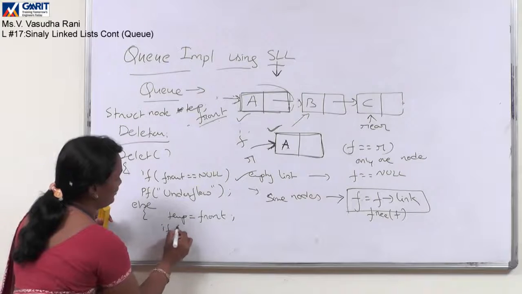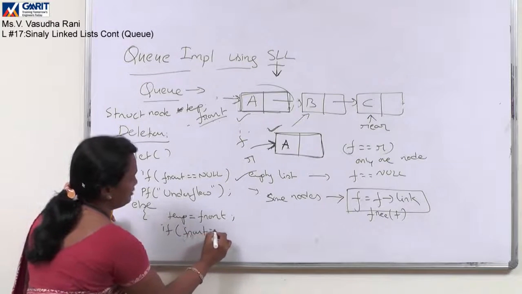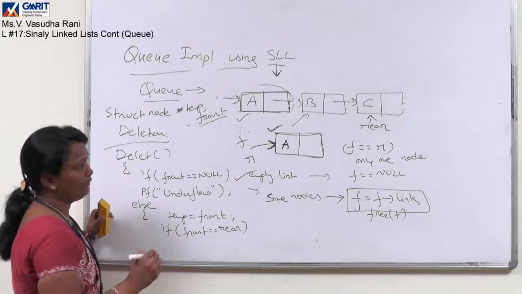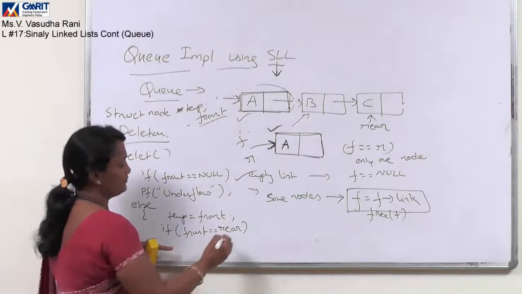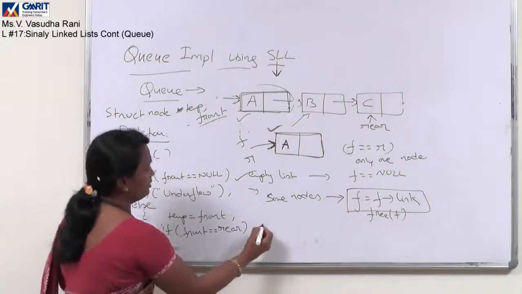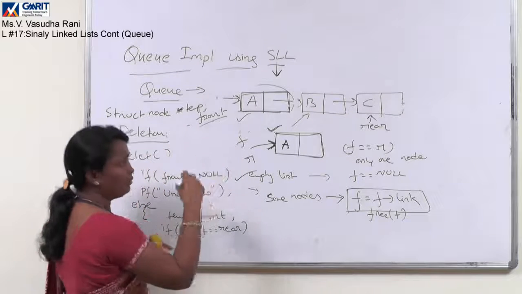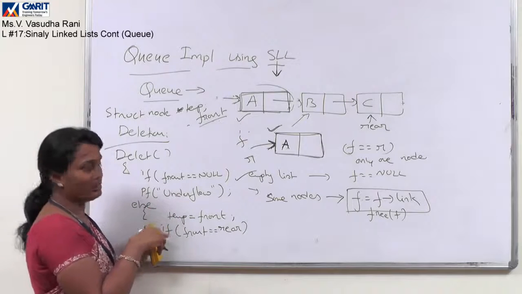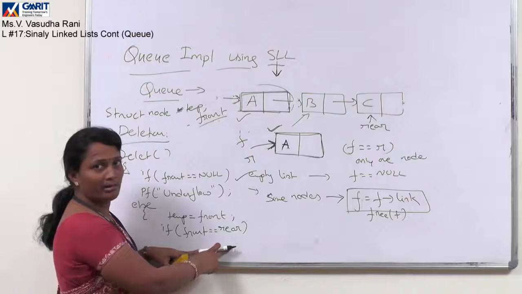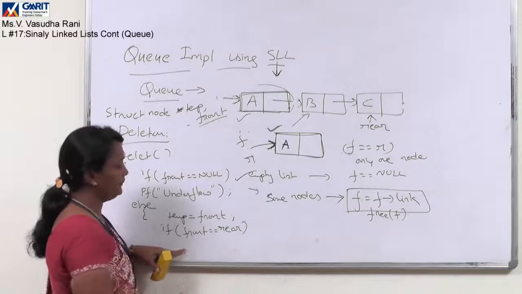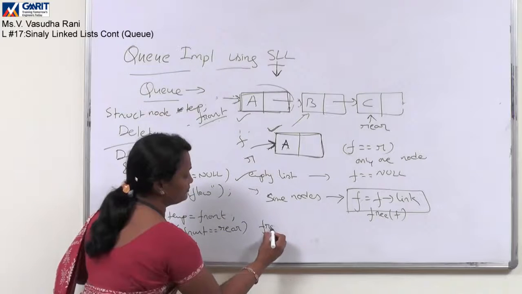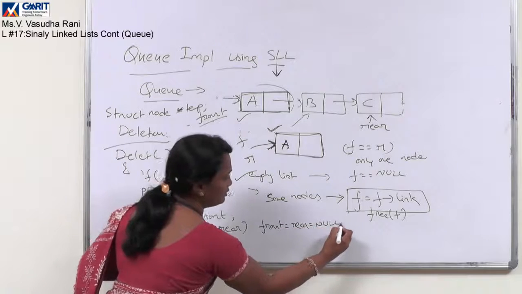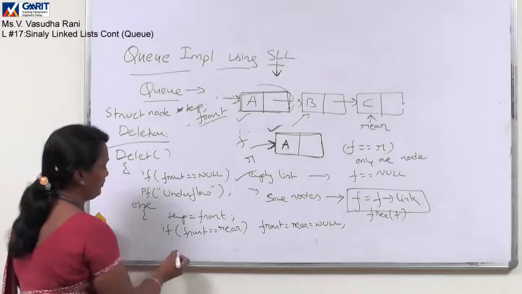Then let's check if front is equal to rear, which is indicating there is only one node in the list. In that case, we have to make that node also get deleted. If only one node and that node is deleted, what will happen to the front and rear pointers? Both pointers will become null. So we can write front equal to rear equal to null.